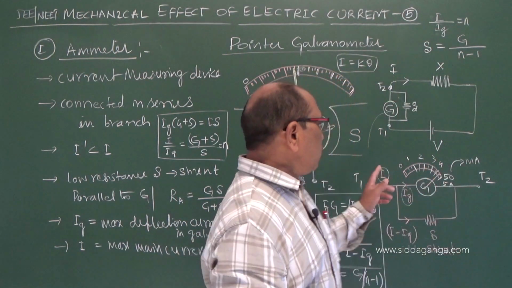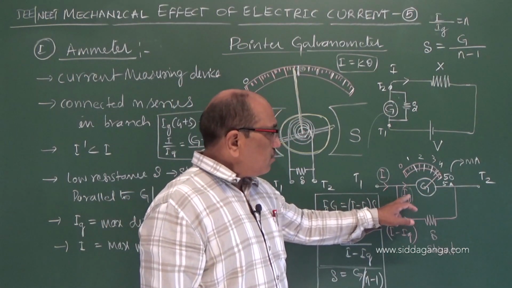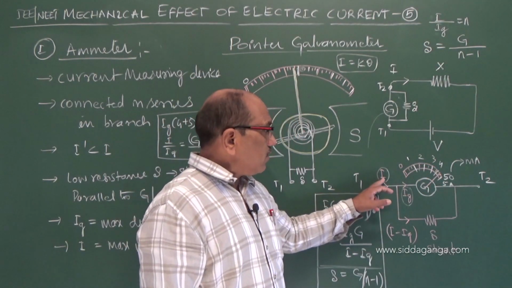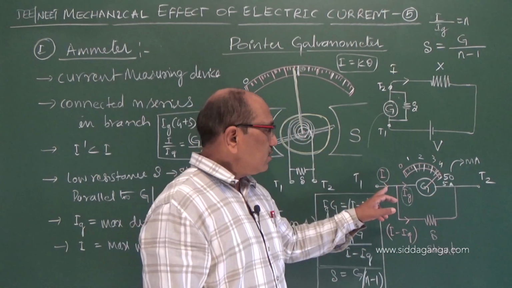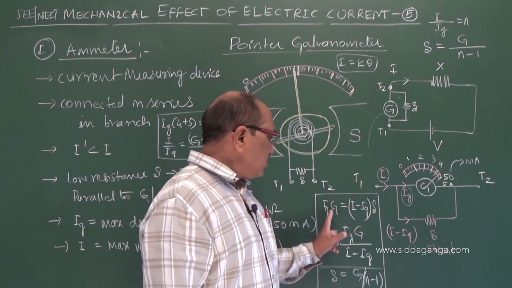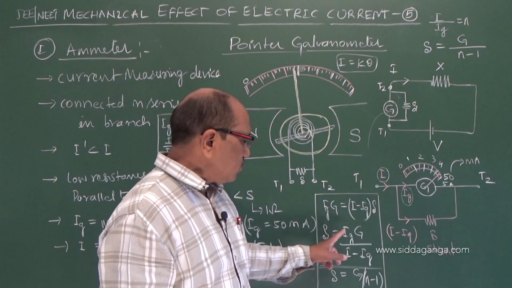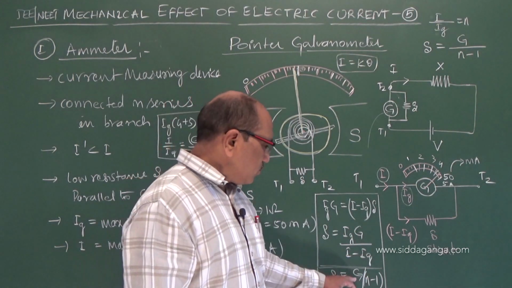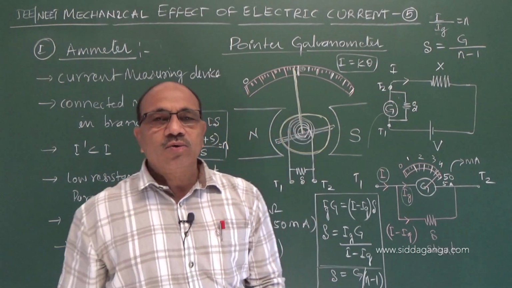The zero center is removed to the end, and here Ig is the maximum current that the galvanometer reads. The maximum range you require is I. The total current is measured by that. Ig into G is parallel to this S, I minus Ig into S. We got S is equal to Ig into G upon I minus Ig. S is equal to G upon N minus 1, where N is I upon Ig, new range by old range.